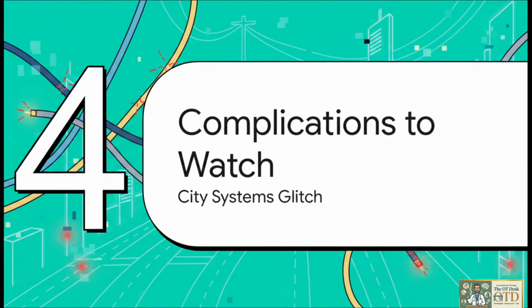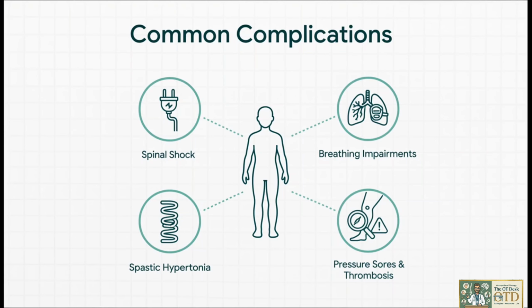Next up is Section 4, complications to watch for, or what happens when the city systems start glitching. You see, a roadblock doesn't just stop traffic, it messes with the whole city grid. Immediately after an injury, the cord can actually go into spinal shock, which is a temporary, total shutdown of your reflexes. If the injury is high up in the neck, the brain literally can't tell the diaphragm to breathe, so a ventilator has to step in.